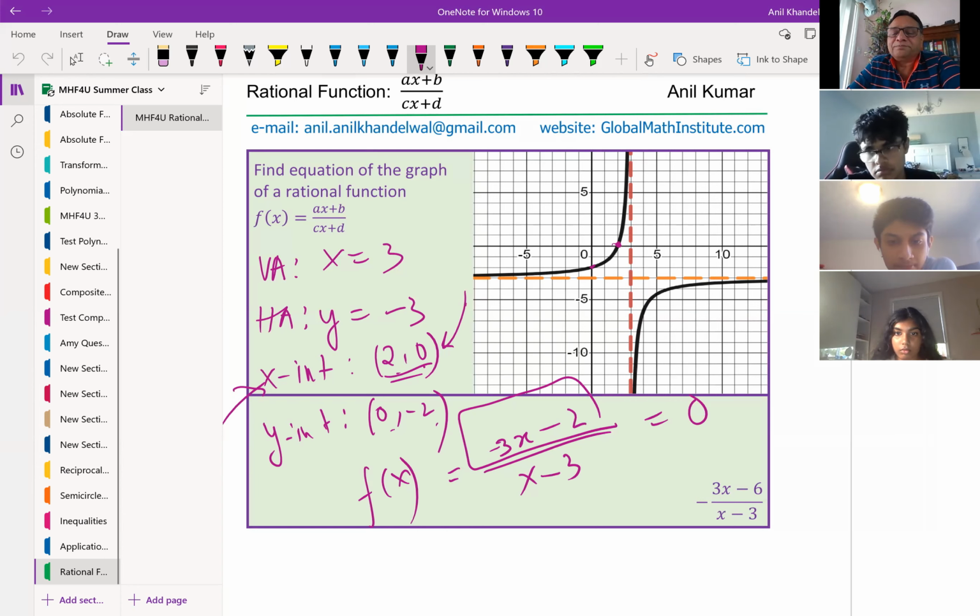Do you get the idea? Yeah. We have to, because the x-intercept is at 2. So that has to be 0 at 2. That is only possible if this value is 6.